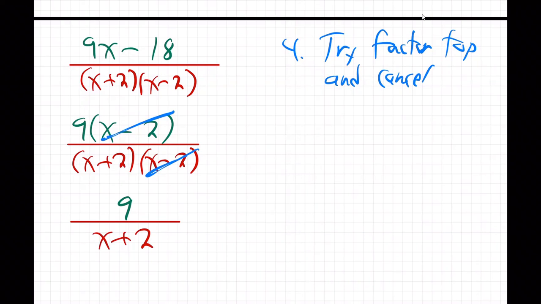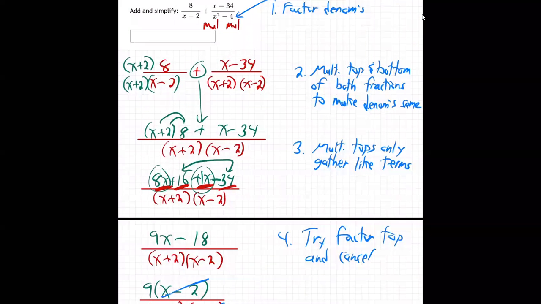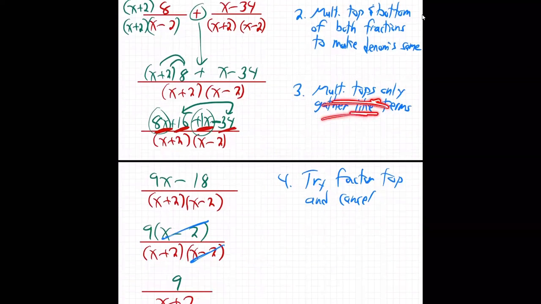So notice that the first 2 steps are all about the denominator. The first thing we do is factor the denominator and then get a common denominator. And then the last 2 steps are all about the top. Multiply the top, gather like terms, and then try to factor the top. So it's bottom, bottom, top, top. And there we go.